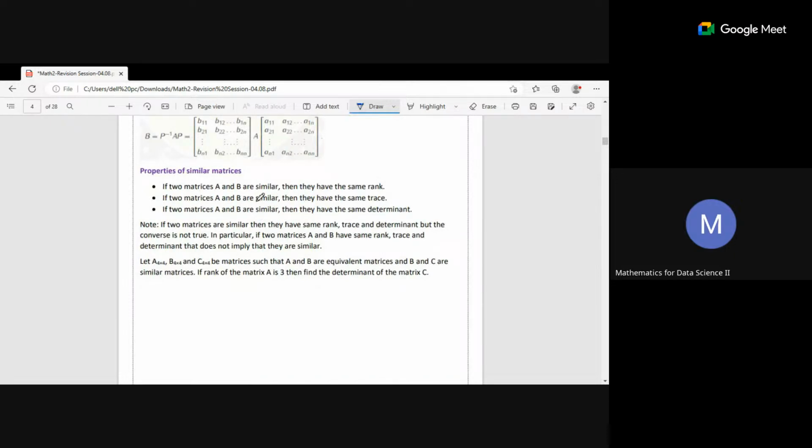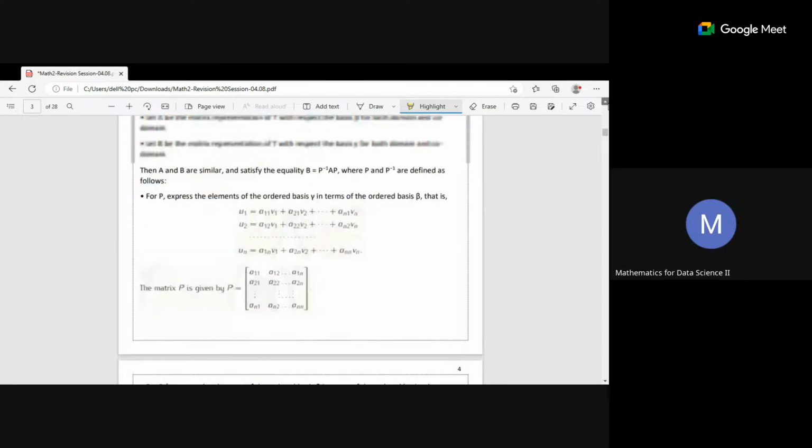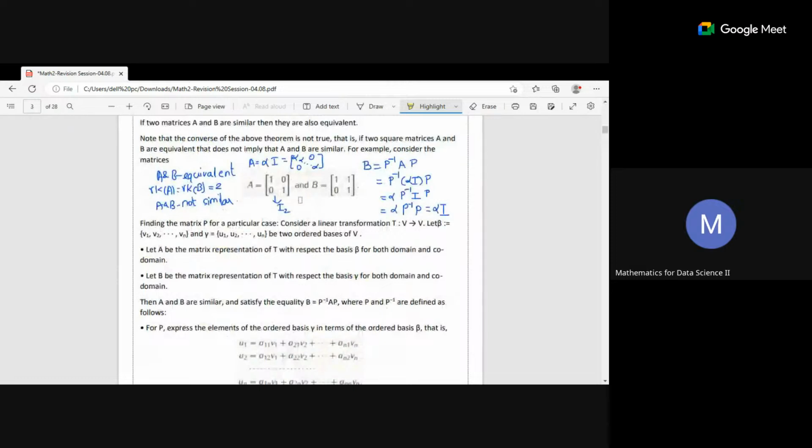Fine. So you see, these are the properties of similar matrices, but these do not guarantee that given matrices are similar. It means what? If two matrices are similar, then they have same rank, same trace, and same determinant. These things are implications of similar matrices. But the converse is not true. This is very important, that the converse is not true. If two matrices A and B have same rank, trace, and determinant, that does not imply they are similar. The example we saw is exactly describing this. They have the same trace, rank, and determinant, but still you see that they are not similar.